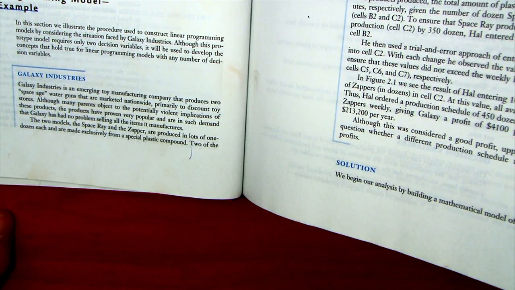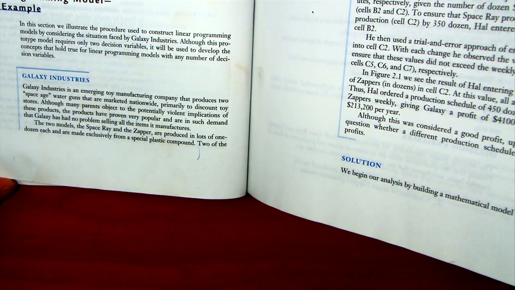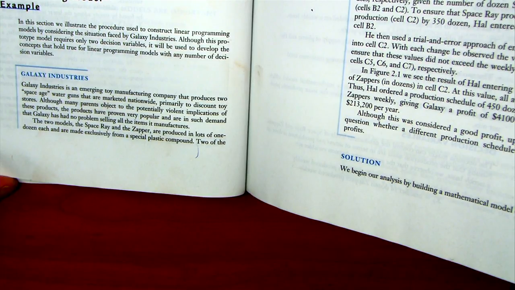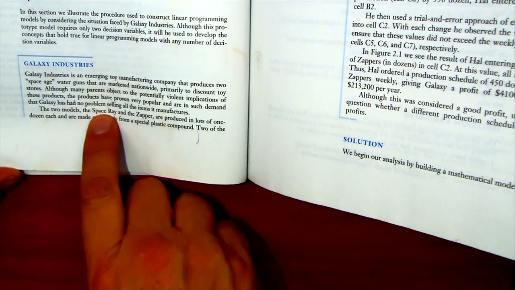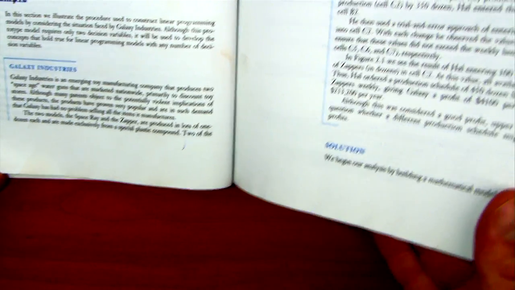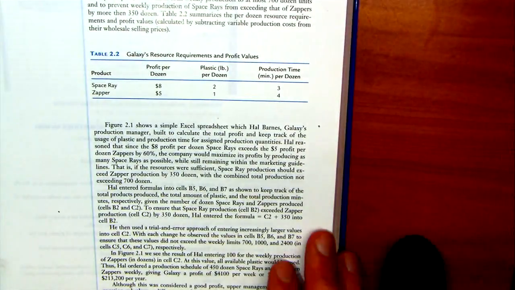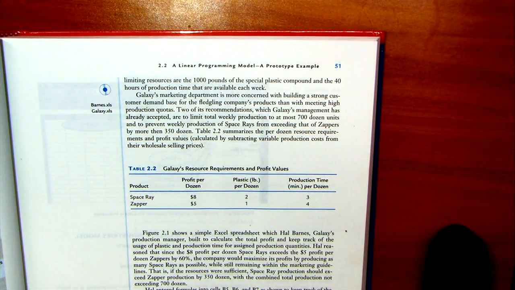So we are Galaxy Industries, and we make two types of, I think these are squirt guns or water guns. Those two water guns are called the Space Ray and the Zapper. Well, we must not have very creative marketing people. But two of the limiting resources, at the top of page 51, are 1,000 pounds of a special plastic compound and the 40 hours of production time that are available each week.